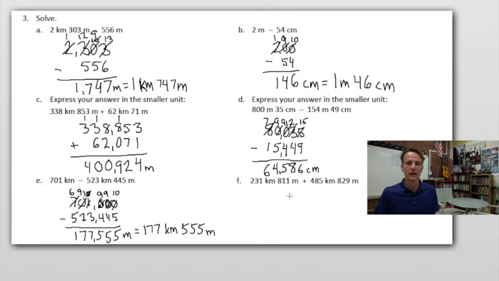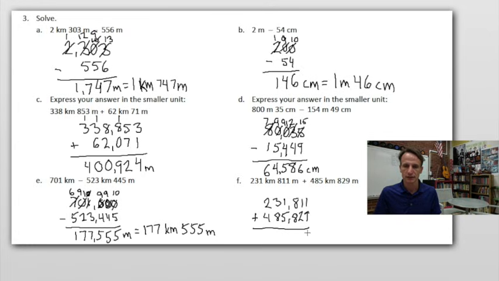And now, one where we're adding, and this one looks like it's going to be the hardest one, but it's actually probably one of the easier ones here, because 231 kilometers, and we're dealing with kilometers and meters here again, we know is 231,000 meters, 811 meters, and then 485 kilometers, 1,000 meters, 1,829 meters.